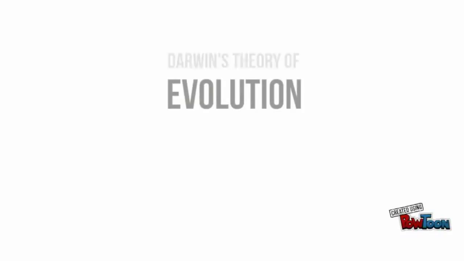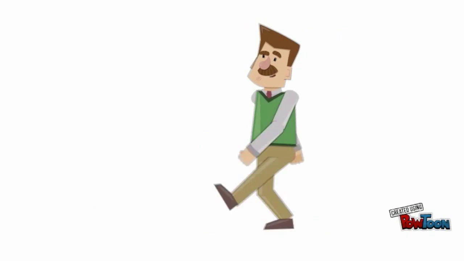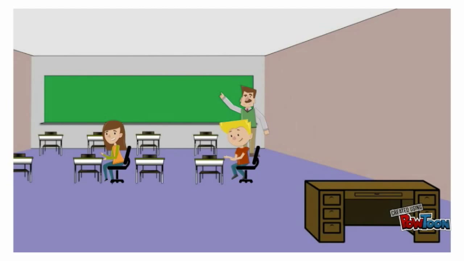This is Darwin's theory of evolution. This is Charles Darwin. Darwin's job as a naturalist took him around the world. In his travels, Darwin noticed similarities among species along with variations based on specific locations, leading him to believe that they had gradually evolved from common ancestors.